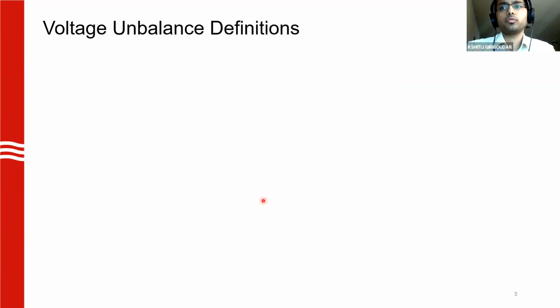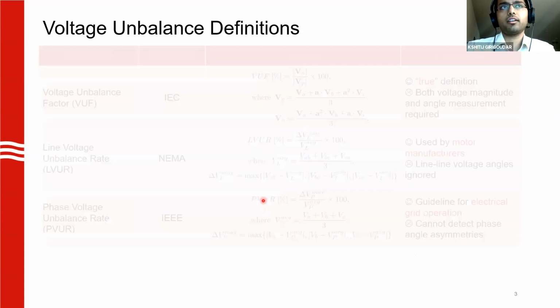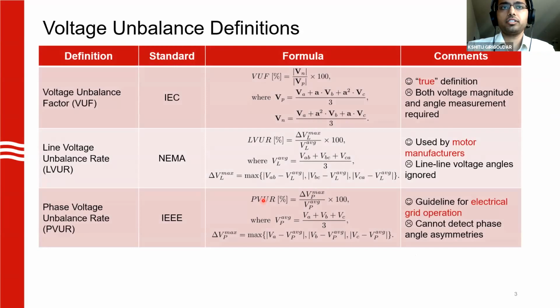So the next question would be, how is voltage unbalance measured? Interestingly, there are three commonly used definitions of voltage unbalance as summarized in the table here. The true definition of voltage unbalance, also called VUF or voltage unbalance factor, is the ratio of negative sequence to positive sequence voltage. The other two definitions shown here are actually approximations of the true definition, and they use voltage magnitudes only in order to measure unbalance.